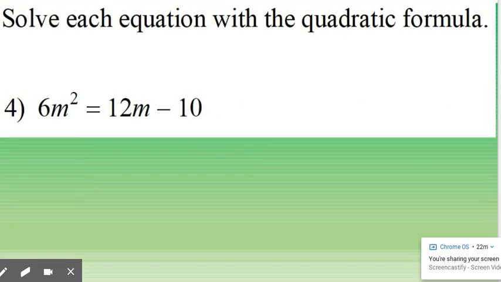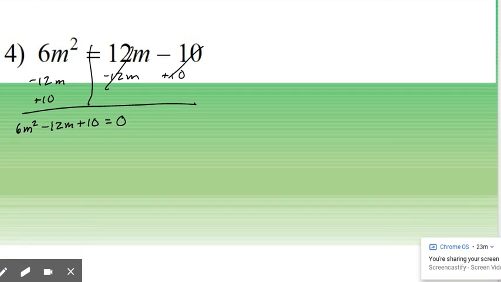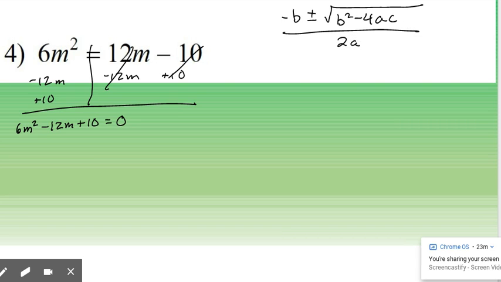All right, last one here. Got to make it say equal to 0. So minus 12m on both sides, plus 10 on both sides. So I end up with 6m squared minus 12m plus 10 equals 0. Okay. And let's go ahead and plug this into the quadratic formula. Okay. So we got A is 6, B is negative 12, C is 10.